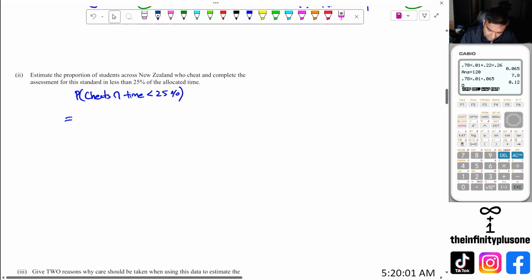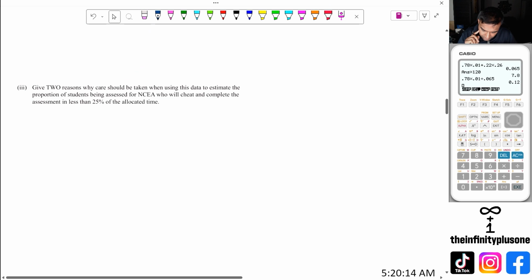So I would just write that as 0.008. And that's pretty much it, and you get an achieved for this question. All right, and then let's go to part 3.